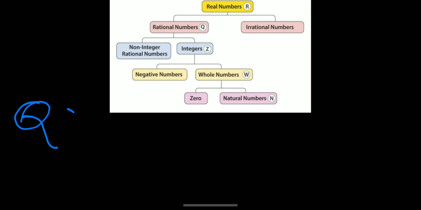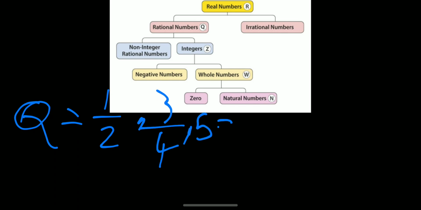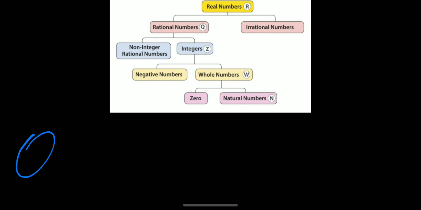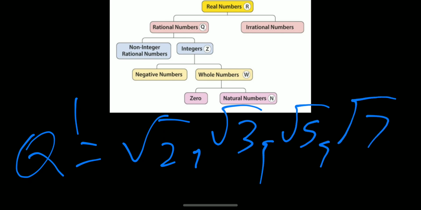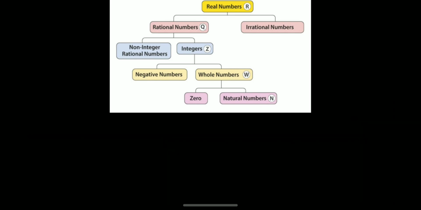Now let's take examples of rational numbers and irrational numbers. The examples of rational numbers are 1 by 2, 3 by 4, and even 5 is a rational number as we can express 5 as 5 by 1. The examples of irrational numbers are root 2, root 3, root 5, root 7, and all roots except perfect roots. Even pi is an irrational number.